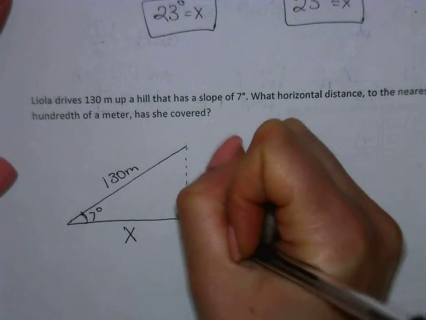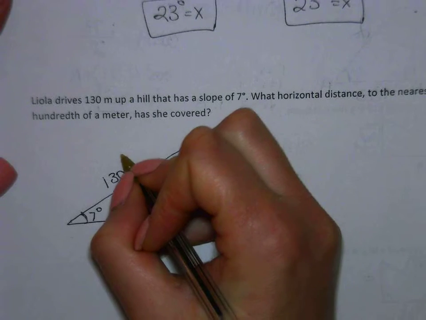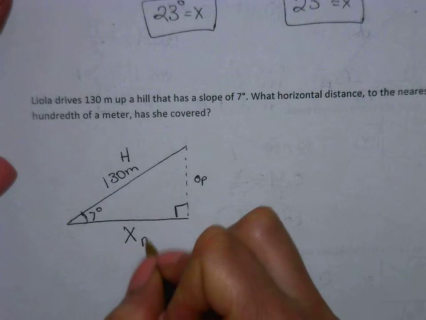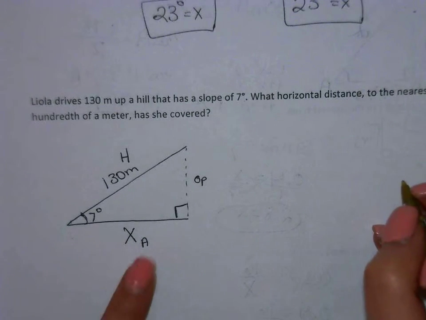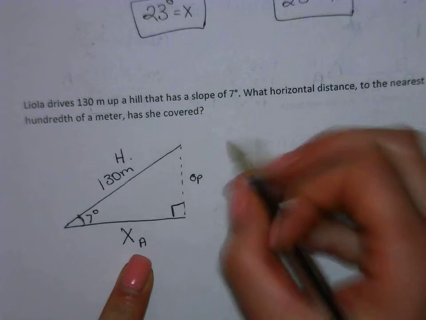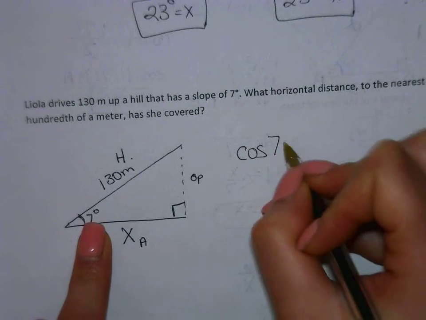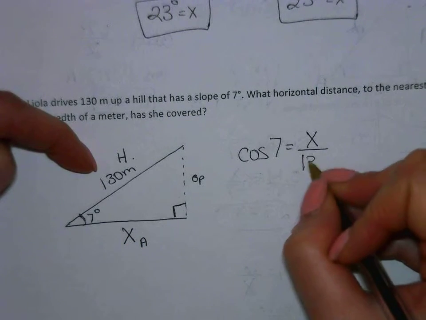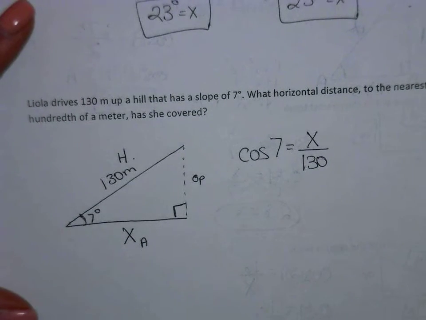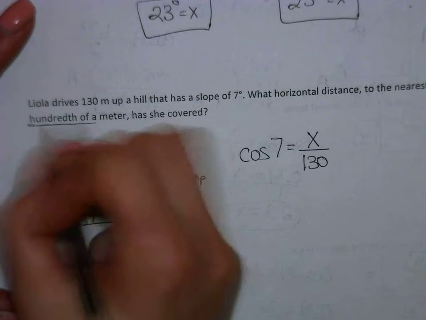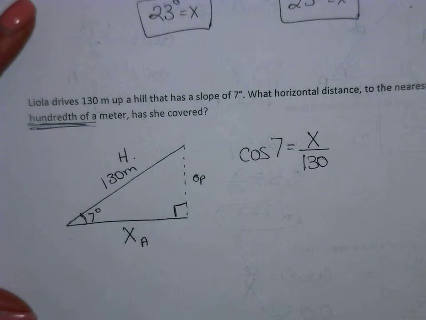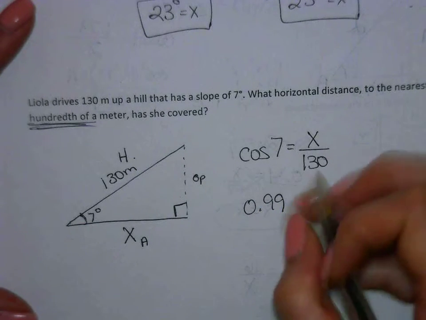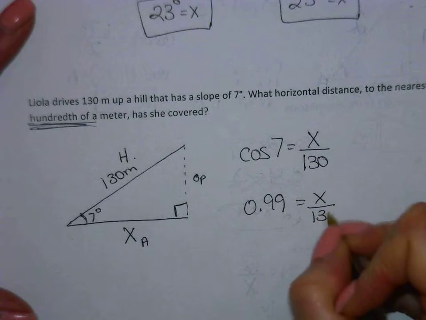So this is our right triangle. 130 meters is our hypotenuse. This is our opposite leg, and this is our adjacent leg. Since we're working with the adjacent and the hypotenuse, we're going to be taking the cosine of 7 degrees equals the adjacent, which is x, divided by our hypotenuse, which is 130. So the cosine of 7, and this says to the nearest hundredth, cosine of 7 will be 0.99 equals x divided by 130.